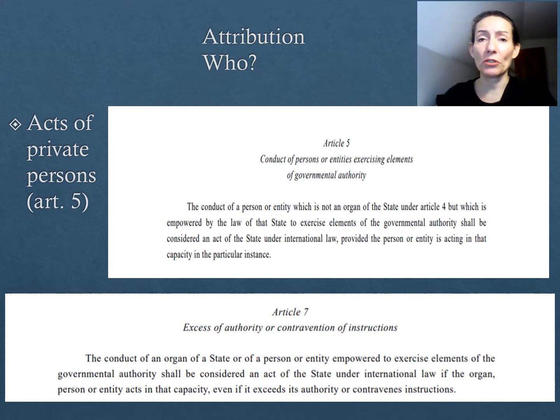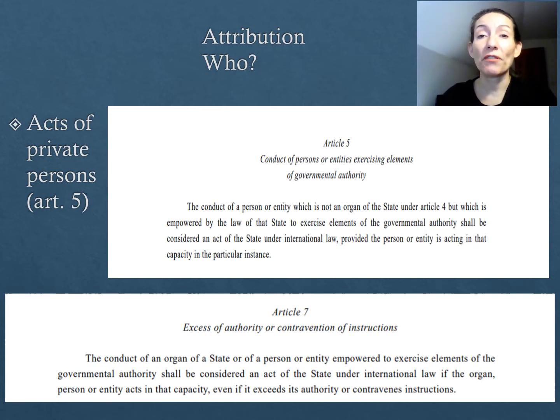As a main point to take from this, acts of organs of states are attributed to the state because they belong to the structure of the state, in whatever capacity they are performing their activities. The conduct of other entities not belonging to that structure might be attributed to the state if the law provides them with governmental authority, for instance, private entities developing military functions, and here their conduct can be attributed to the state if they are performing the public function assigned to them.